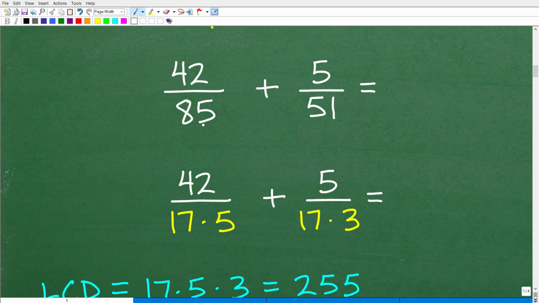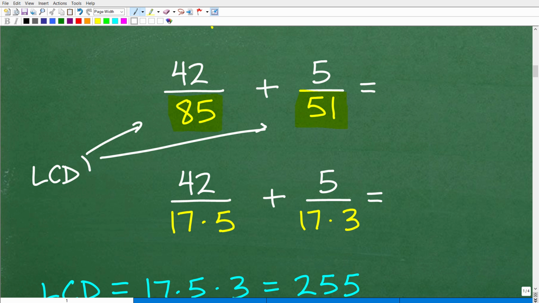as it's written now. So we got 42 over 85 plus 5 over 51. Anytime you're trying to add fractions, the denominators have to be the same. Once the denominators are the same, we just simply add the respective numerators, the top numbers there. But in this particular case, obviously these denominators are not the same, so we have to find a common denominator. And what we have to find is specifically the lowest common denominator, the LCD.